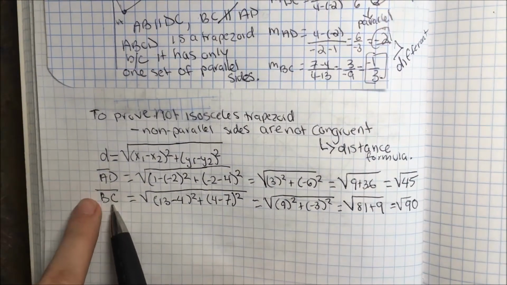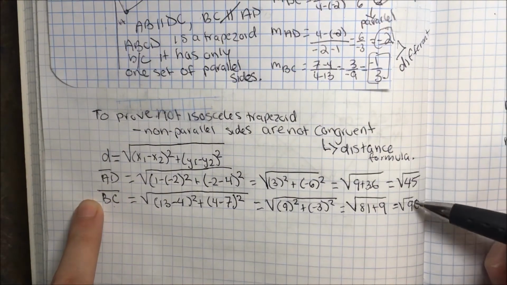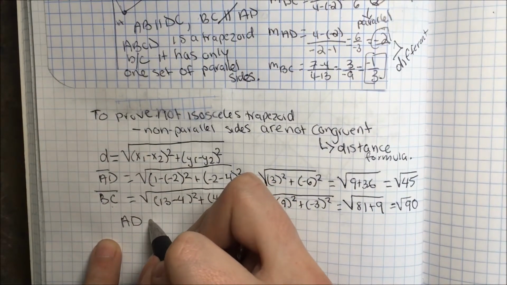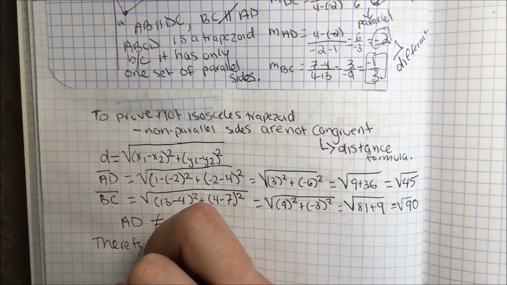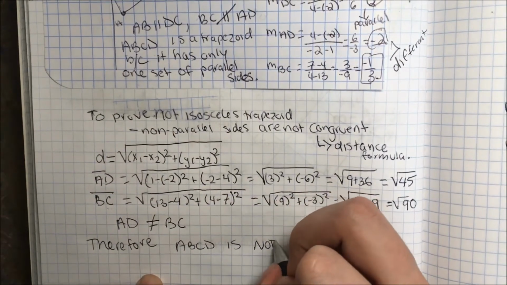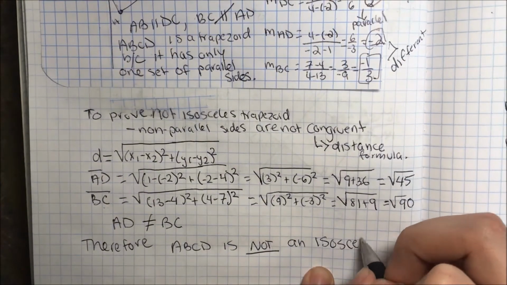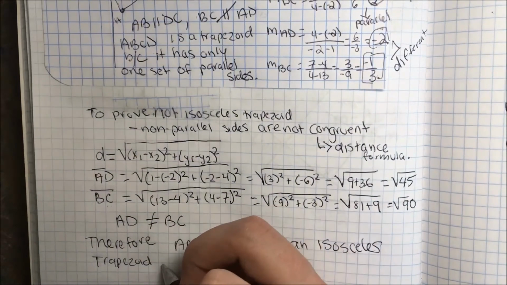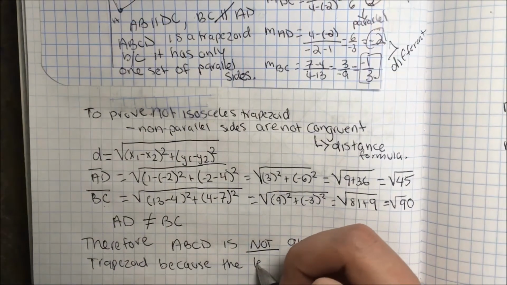So we have AD and BC. These are the non-parallel sides, and we just proved that they're not equal, so that means that they're not congruent. So we write AD does not equal BC. So therefore, ABCD is not an isosceles trapezoid, and that's because the legs are not equal.